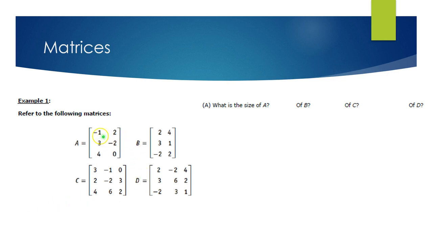I can see here I have 3 rows. This is a row, this is a row, this is a row, so 3 by column, column. So it's 3 by 2. And I can see B has the same number of rows and columns, so it's also 3 by 2. C, I have 1 row, 2 rows, 3 rows, and 3 columns. So it's a 3 by 3 matrix, square matrix, and so is D.